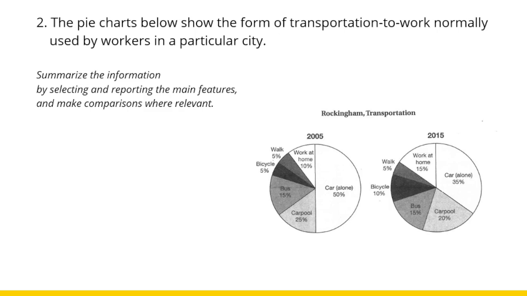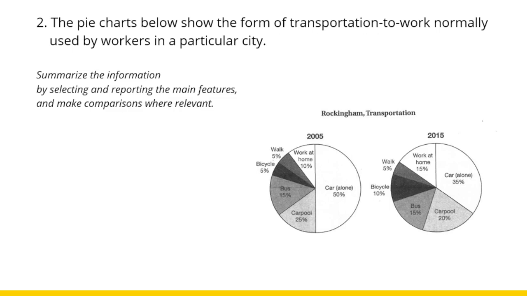So now let's go back to our pie charts. So you see Rockingham, it's our title, and transportation. So it means it's about transportation in 2005 and 2015. And Rockingham represents the name of the city where it happened. So when they say a particular city, that means this is a particular city, Rockingham. And as you see, in 2005, car was the most popular form of transportation. It had 50%. However, in 2015, it decreased, and now we have 35%.